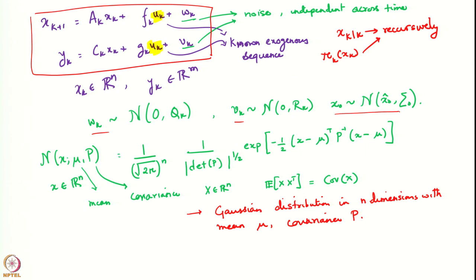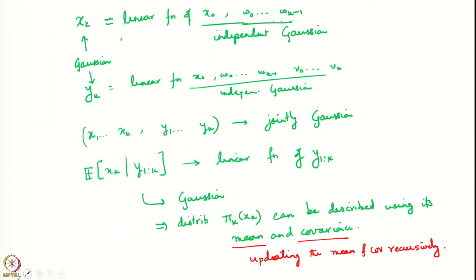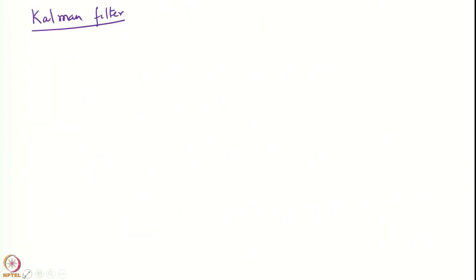The x_k's evolve linearly as written here. The observations that we get are also linear observations. The disturbances U_k are known exogenous sequences. Now, what I will do next is just write out first the Kalman filter equations, and then we will try to interpret and understand them.